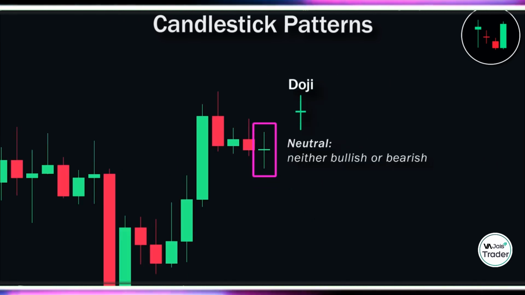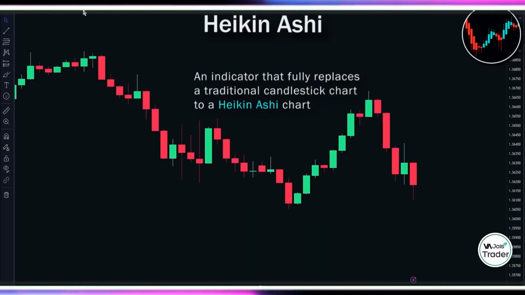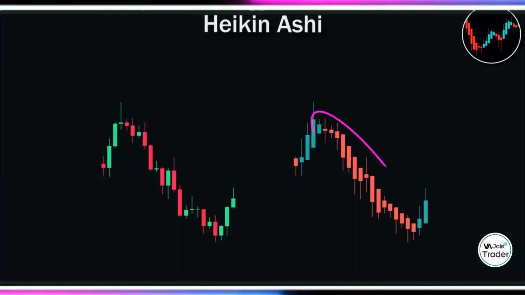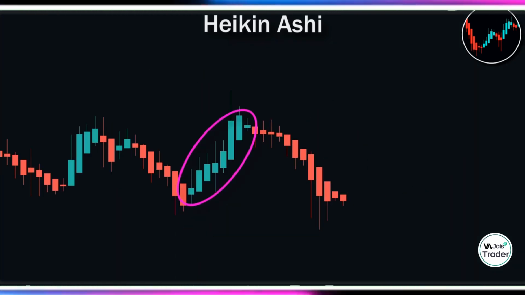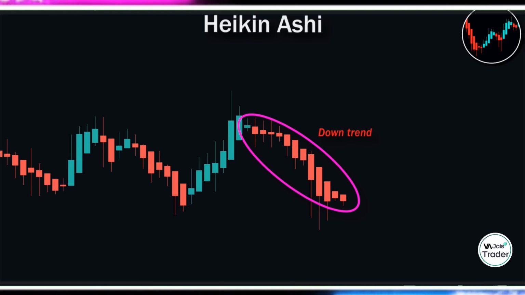Heikin Ashi. It is an indicator that fully replaces a traditional candlestick chart with a Heikin Ashi chart. When applied, it tends to give less noise than a traditional candlestick. A green Heikin Ashi candle signals that the price is on an uptrend, and a red Heikin Ashi candle signals that the price is on a downtrend. The size of the candle's body also indicates how strong a trend is.